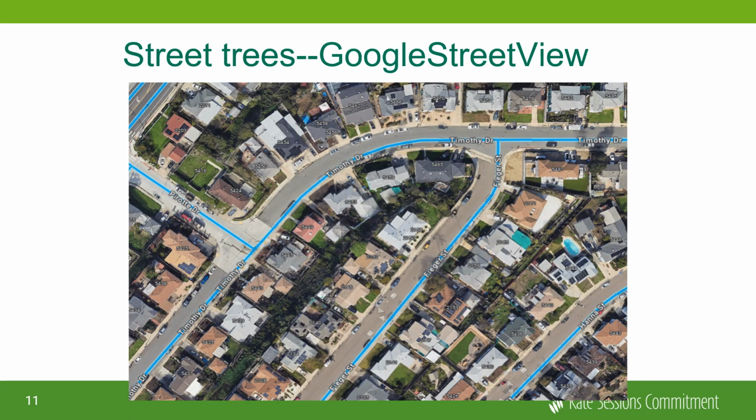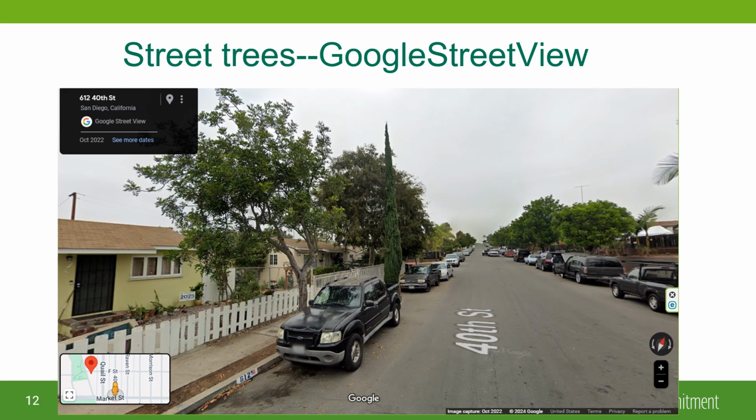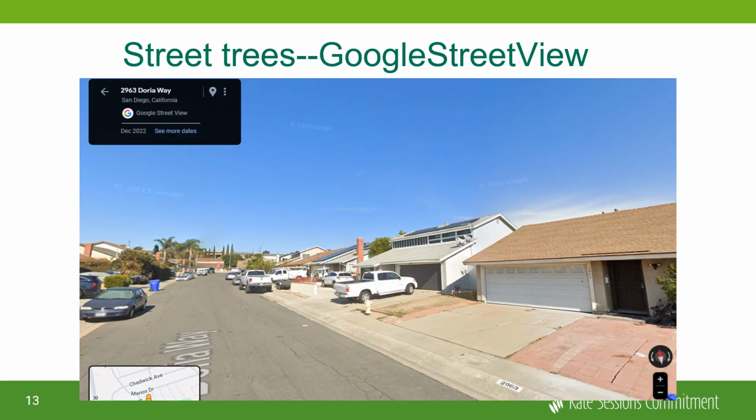Click on Google Street View to tour the neighborhoods. Here's a street where there are already some street trees, and a street where front yards have been covered by concrete and trees would not be planted there.